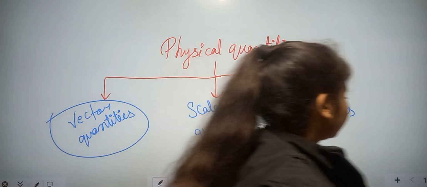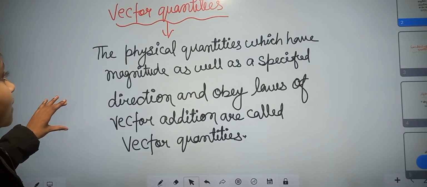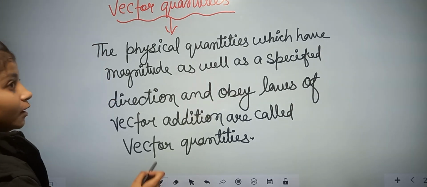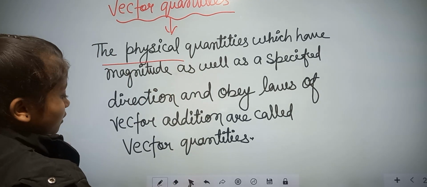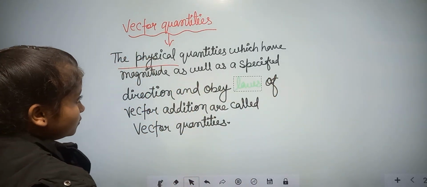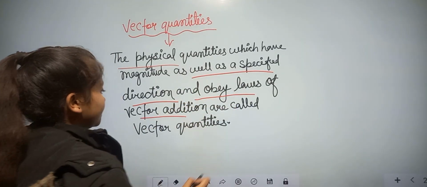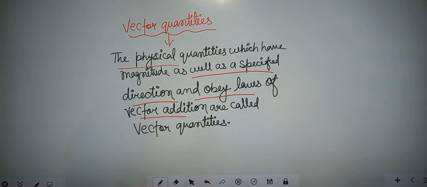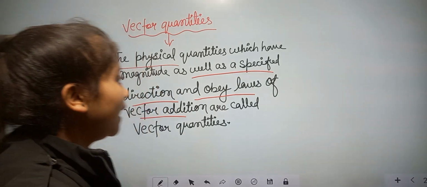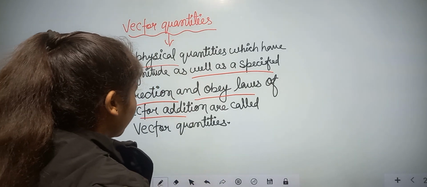Okay, so let's move. So here vector quantities means the physical quantities which have magnitude, as well as a specified direction, and obey law of vector addition, okay, are called vector quantities. It means the quantities which have magnitude, a specified direction, and obey law of vector addition, okay.